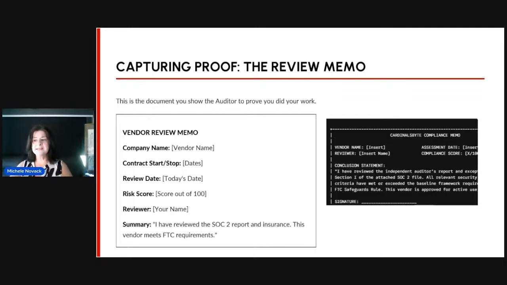I've given you an example here, but you're required to do this. And then again, sign it, date it, put it inside their folder. And then you'll do the same thing annually, right?